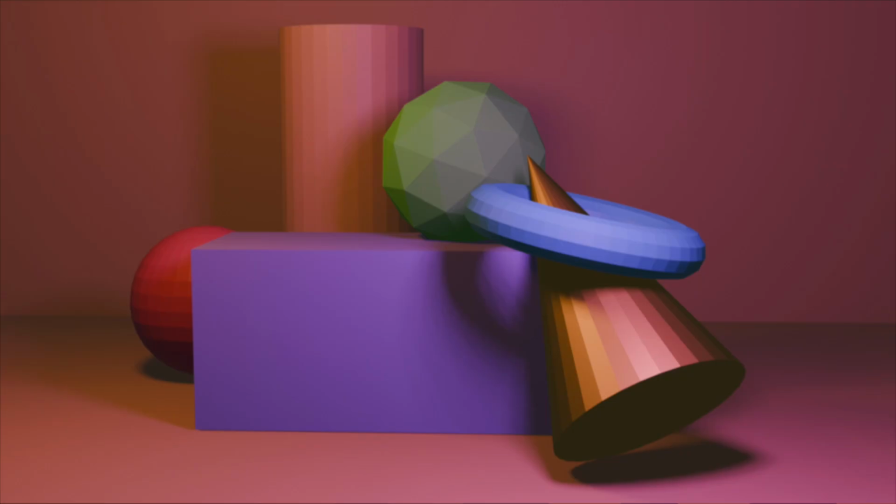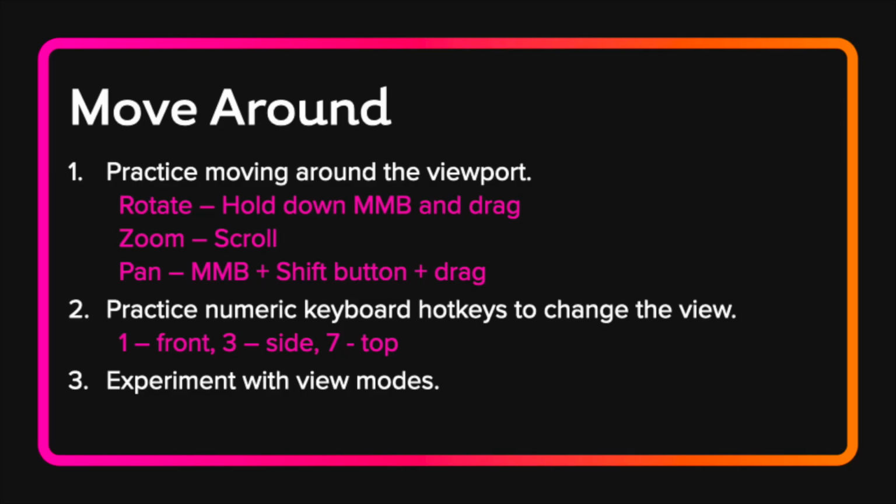This is what we're going to be making today, a collection of primitive objects with different color materials. Now let's practice moving around first. We're going to be rotating, zooming in and out, and panning. We'll also learn about how to change our view with the numeric keyboard hotkeys.